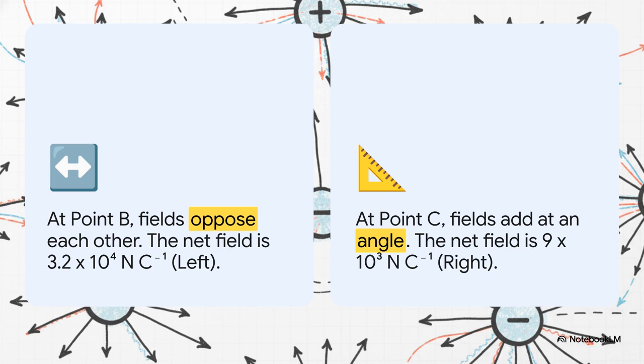And then there's point C. Here, each charge creates a field pointing at an angle. To add them up, you have to use a little trigonometry. But what's really neat is that the up part of one field perfectly cancels out the down part of the other. All you're left with are the two rightward parts, which team up. It's a perfect example of why the direction of these vectors is everything.